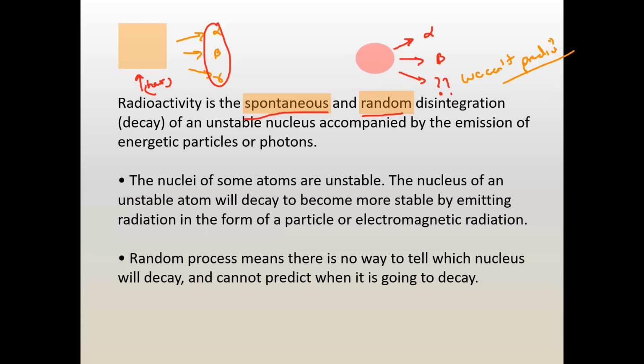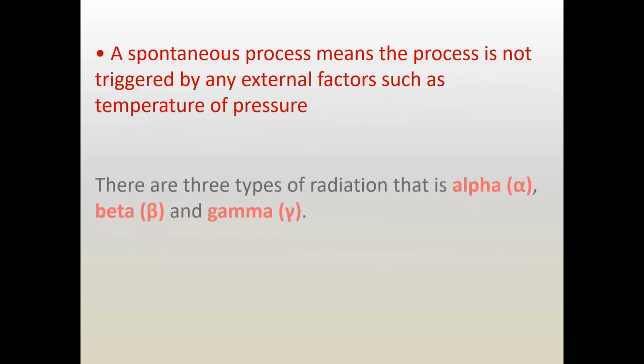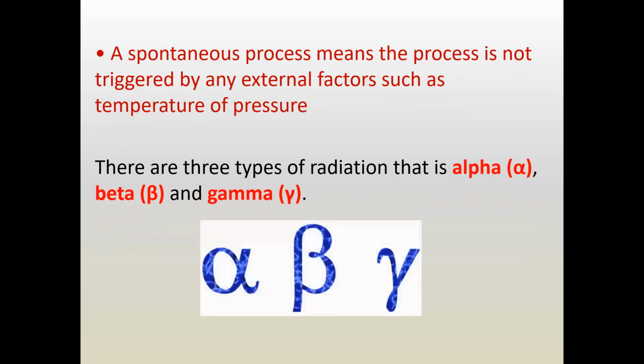So when the element is emitting these radiations, it can emit three types of radiation such as alpha. This is the symbol which you will use for alpha, beta, and gamma.